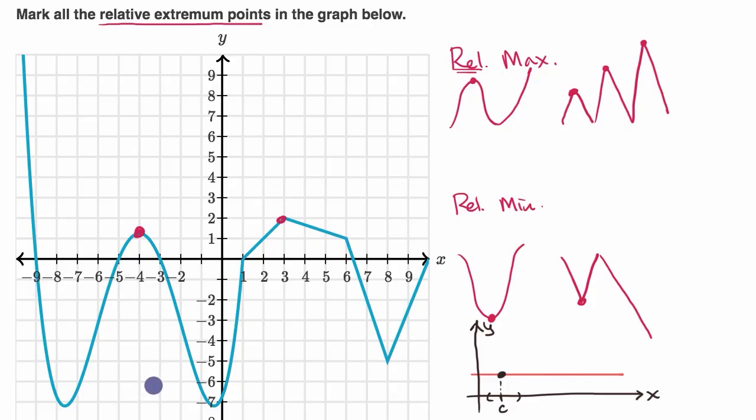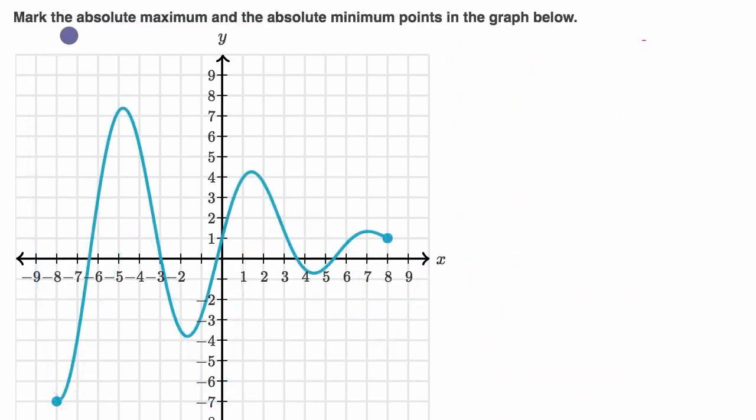And what about the relative minimum points? Well, this one right over here is a relative minimum point. This one right over here is a relative minimum point. And this one over here is a relative minimum point. Now let's do an example dealing with absolute extrema. So here we're told to mark the absolute maximum and the absolute minimum points in the graph below. So once again, pause this video and see if you can have a go at this.